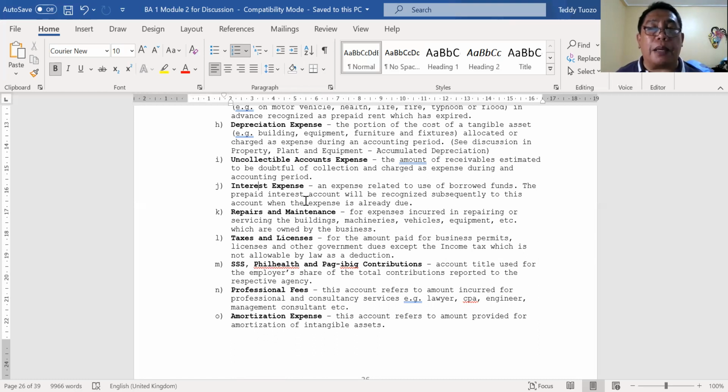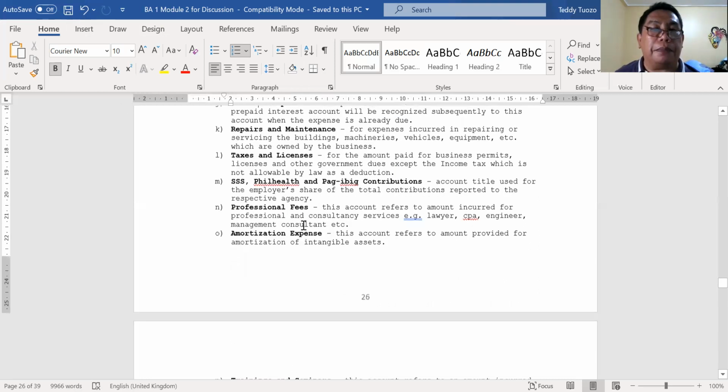SSS, PhilHealth, and Pag-ibig contributions: remember, what is withheld from the employee is a liability account, but on the part of the employer, only the employer share could be charged to expense. Professional fees, for example, if I am a CPA and I am paid for my services, if it is not my business, then it is professional fees. But if it is my business, then it becomes my income.